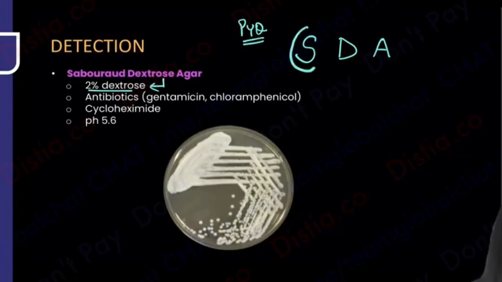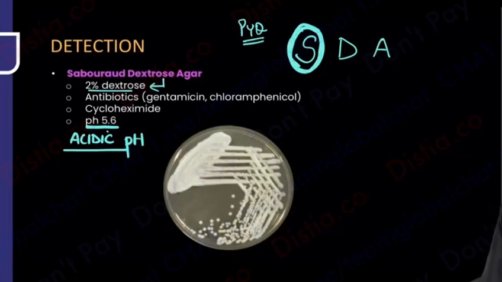So remember, the way you write S, it either looks like a 5 or a 6. So I've clubbed it. It is a pH of 5.6. The basic concept is that they ask you that this is an acidic pH. Okay, we require an acidic pH. Repeating once again, the way you write SDA is going to be a 5 or 6. 5.6 is the pH that is there.